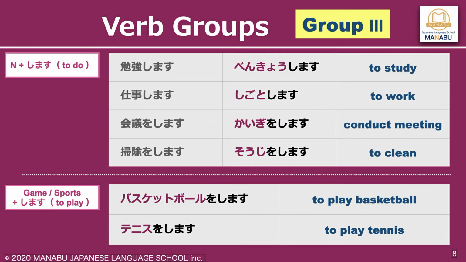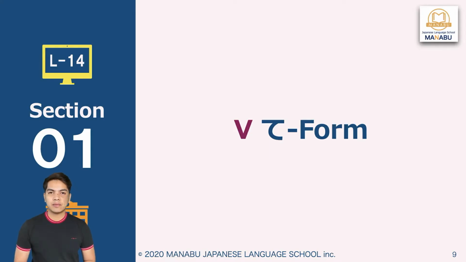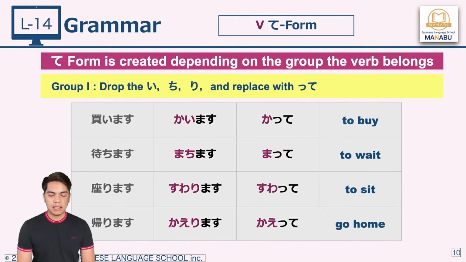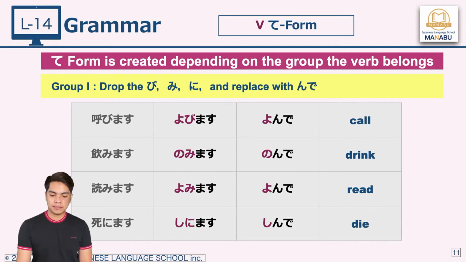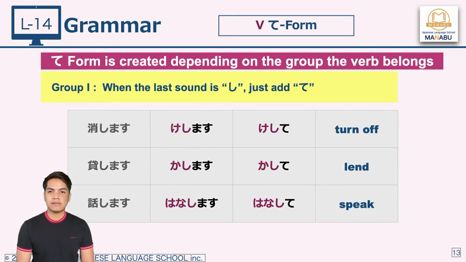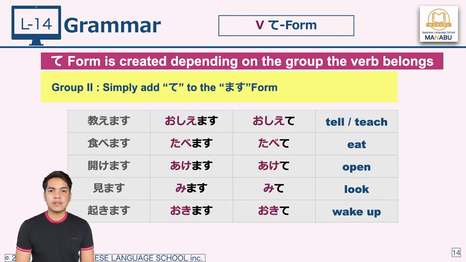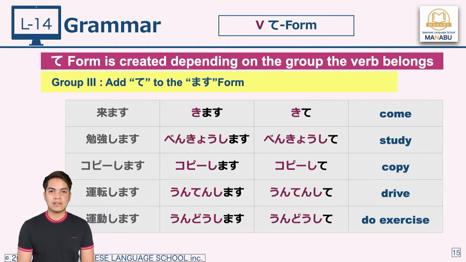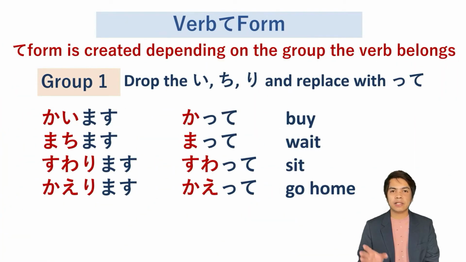For example, basketball o shimasu, to play basketball. Next, tennis o shimasu, to play tennis. Grammar point number 1. Let's learn how to conjugate the verbs into te form. The te form of the verbs is created depending on the group the verb belongs to. I already made a video about this on our online textbook, so please watch this video.